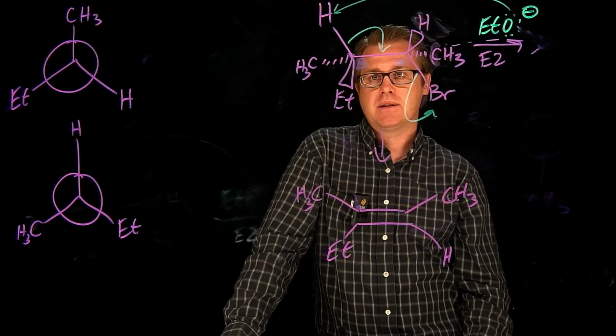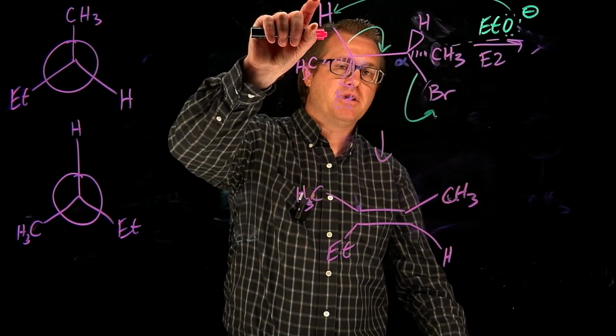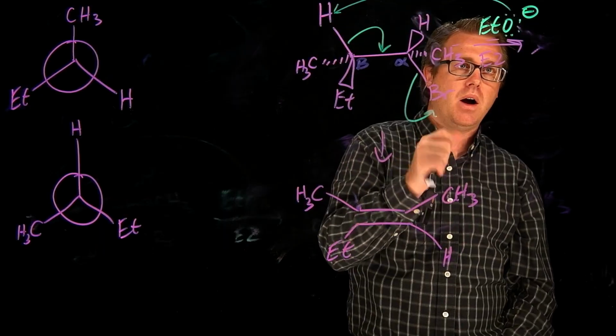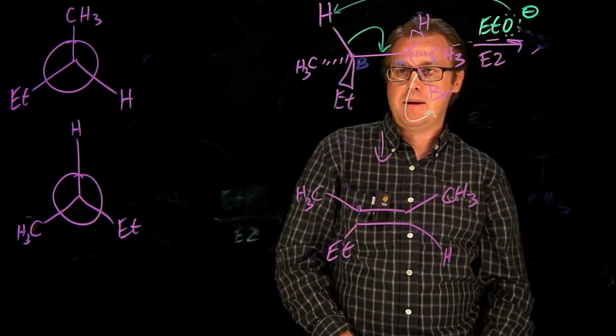And in this particular example, there's only one hydrogen on the beta carbon, so we are only going to get one product. Okay.